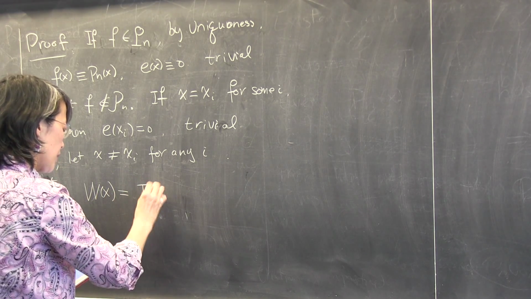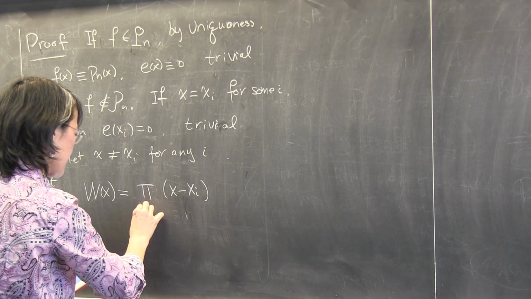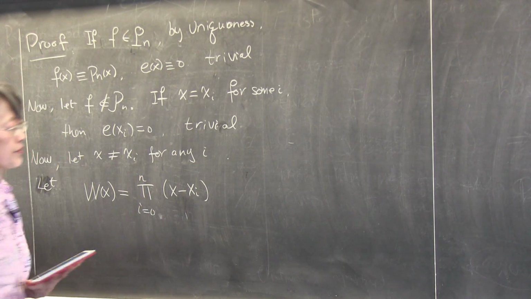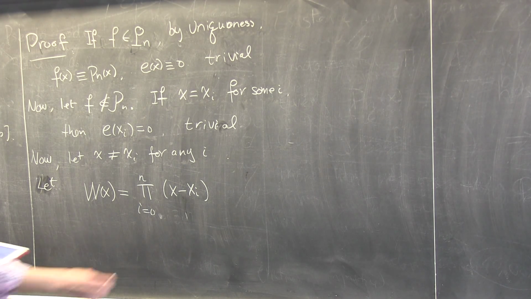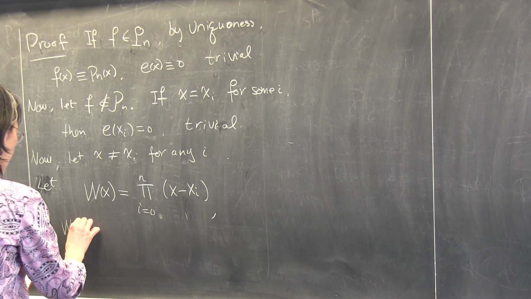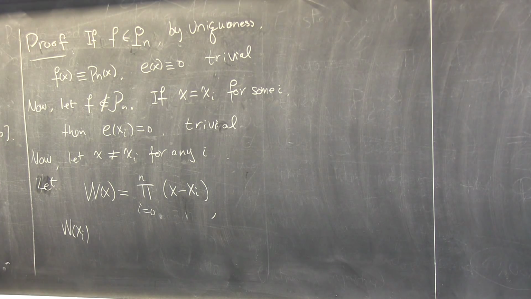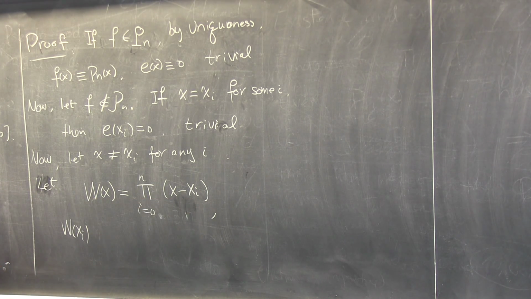So w of x is the product of x minus xi. Is that okay? I just call that thing w. So what's special about this w? What do we know? W at xi for any i, what will that be? 0. It will be 0 because one term will be 0. Is that right? For any i.